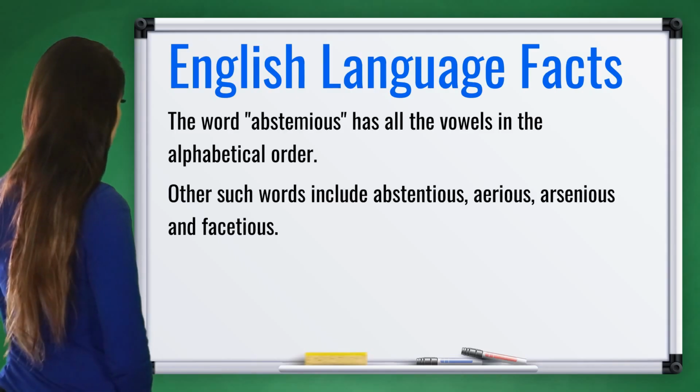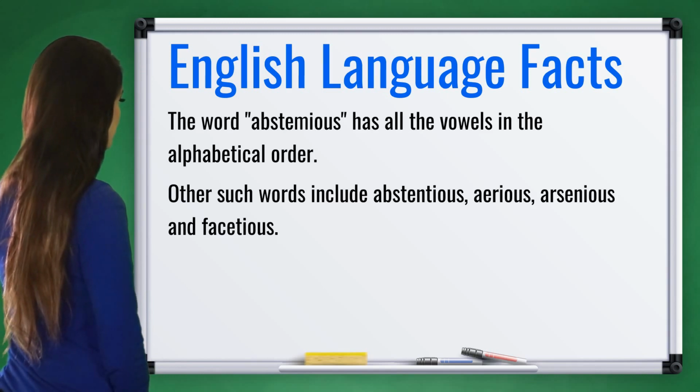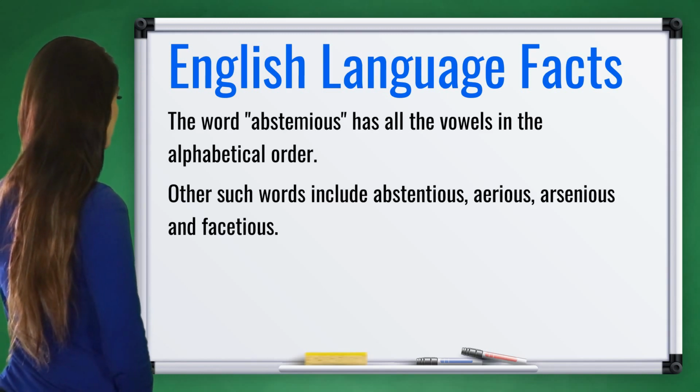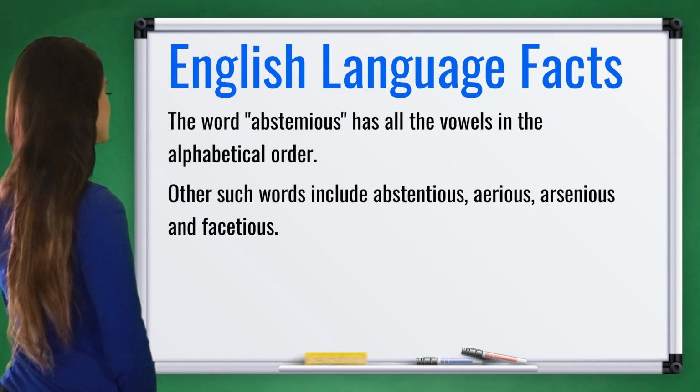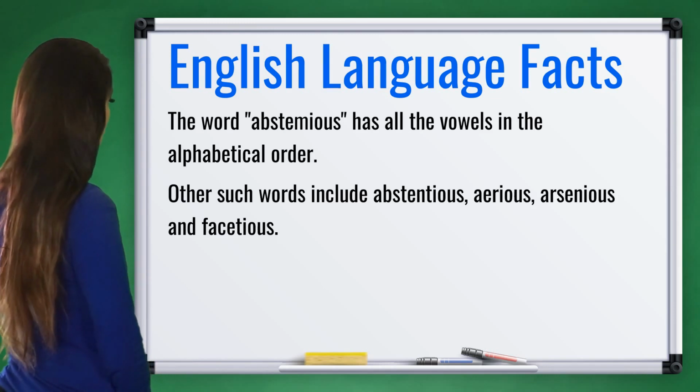Now let's learn an interesting fact about the English language. The word abstemious has all the vowels in alphabetical order. Other such words include abstentious, arsenious, and facetious.